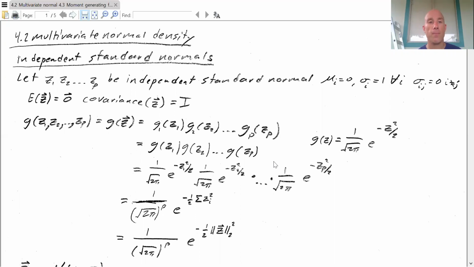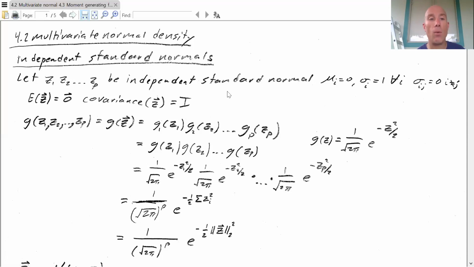Okay, so let's first start out. We're going to go with independent standard normal IID random variables. So let's go ahead and say that we've got a bunch of z's, and they're going to be independent standard normal. So that is to say that mu is always equal to 0, sigma is always equal to 1, or sigma squared, however you want to look at it, for all i. And we're going to go ahead and say that covariance is equal to 0 whenever i does not equal j. All right, so this part right here tells us that our covariance matrix is the identity matrix. That's going to be important.